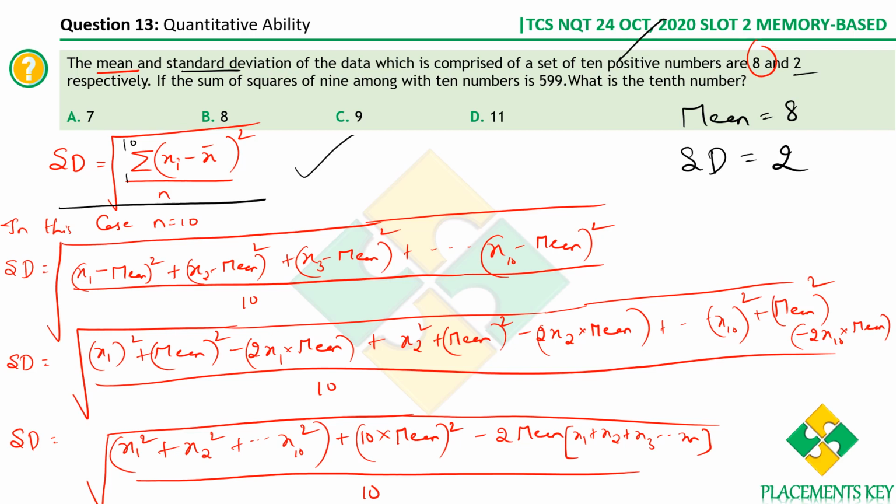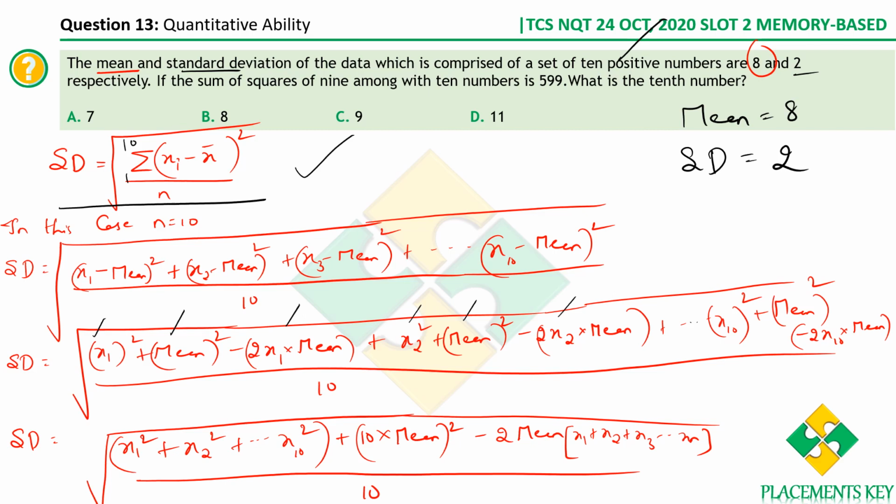Now if you simplify it, of the form a minus b whole square, so a square plus b square minus 2ab, that is x1 square plus mean square minus 2 into x1 into mean. Similarly for this, x2 square plus mean square minus 2 x2 into mean, so on for all the terms till the last term. Again, last term, what do we get? X10 square plus mean square minus 2 into x10 into mean.